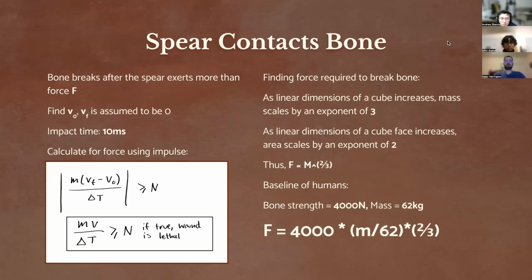When the spear contacts bone, it will have some velocity. By assuming the final velocity is zero, we can find the force it will exert on the bone using impulse. The change in momentum divided by the change in time would be mv over delta t. We had to assume delta t to be 10 milliseconds based on the impact durations of objects hitting brittle materials like ceramics. To find the force, we relied on the fact that we are applying stress on the bone, which depends on the area of the bone. If we treat the scalings of mass, size, and area using a cube, we find the force needed to break the bone is proportional to the mass raised to the power of 2 over 3. We use the bone strength and the mass of a human as a baseline for our equation.